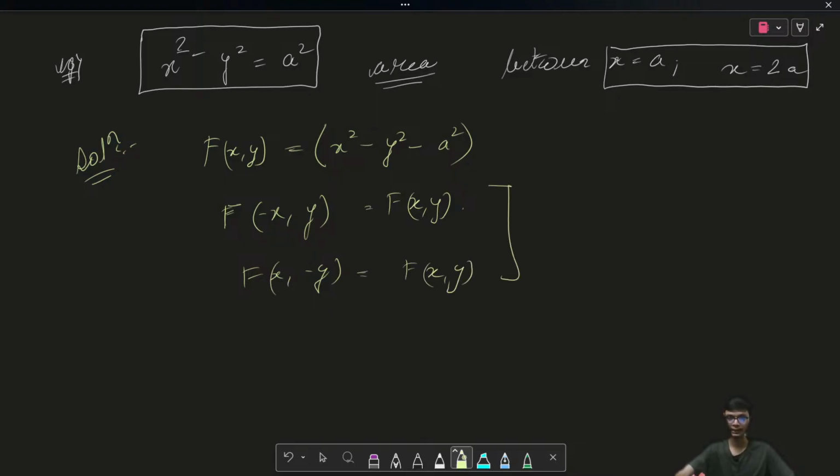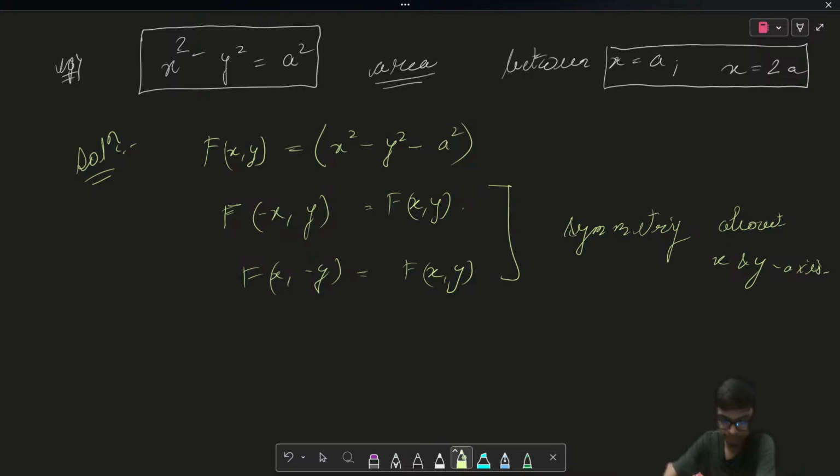So that basically shows that there is a symmetry about the x and y axis. So we are going to use that particular idea of symmetry in getting the ultimate area, to get the answer in a much easier step.